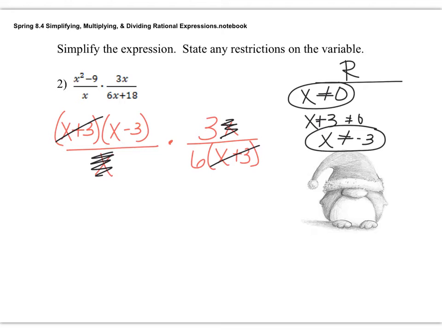All right, and then I also have a 3 on the top and a 6 on the bottom. So I can divide those both by 3. So 3 divided by 3 is 1. 6 divided by 3 is 2.